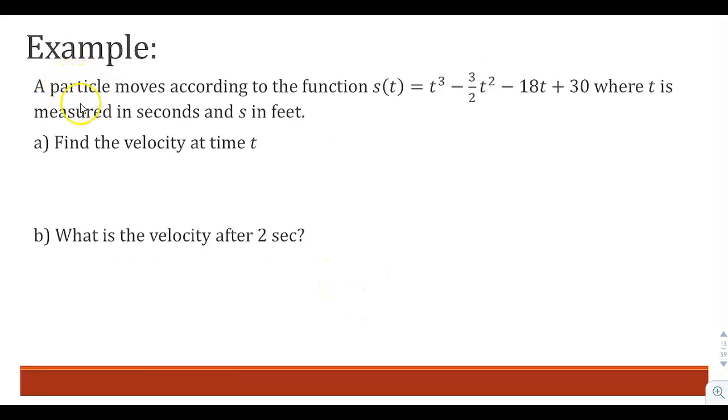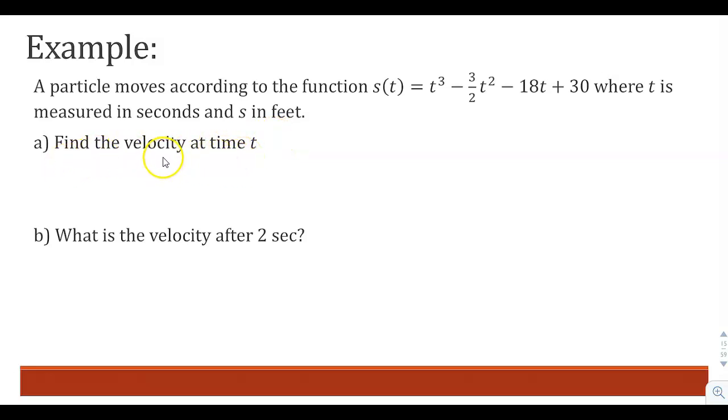Now we have a big example. A particle moves according to the function s of t, a position function, which is this cubic polynomial here. And t is measured in seconds and s is measured in feet. Part A, find the velocity at time t.